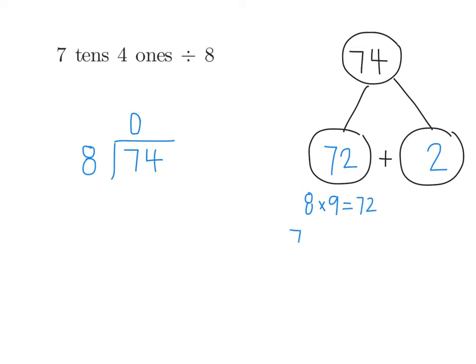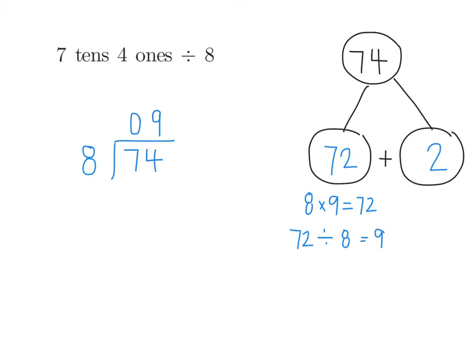And so what that means is 72 divided by 8 is going to equal 9. That tells me that if I have 74 ones, and I want to put them into 8 equal groups, the most I could put evenly into each group is 9 of them.